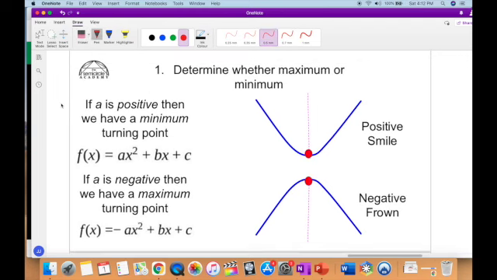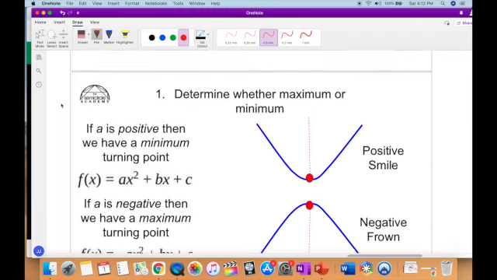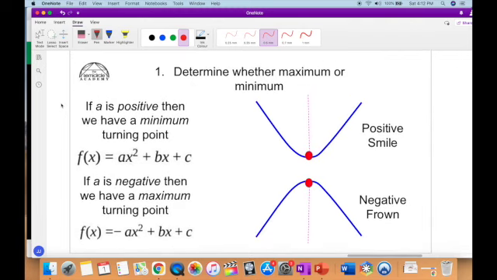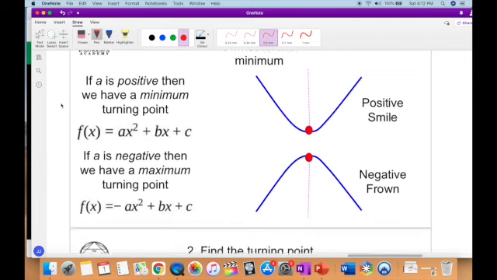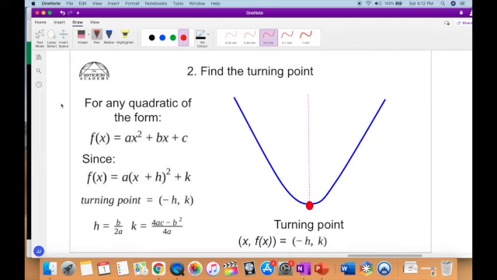Okay, nice. So when we sketch a quadratic, we know a quadratic is a parabolic curve. The first thing we'll do is take a look at the a value. If it's positive or negative, we'll know how the curve looks, whether it's a minimum or a maximum. The second thing is we'll find the turning point, and this is how you find the turning point. We will need to complete the square.